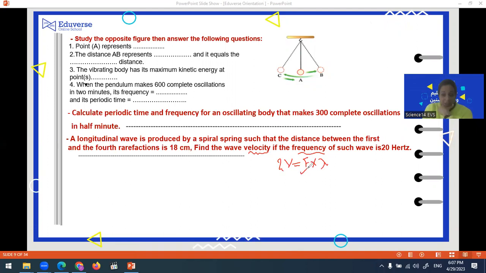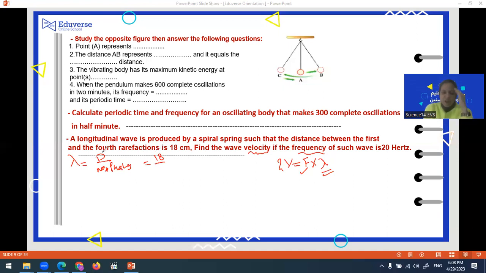We need the velocity, we have the frequency, we need to find the wavelength, and we can find it from here. But please follow me. I have a rule that's telling me the wavelength equals the distance covered over the number of waves. Distance here we have 18 centimeter. And how many waves? How can I find the complete number of waves between the first and the fourth rarefaction?